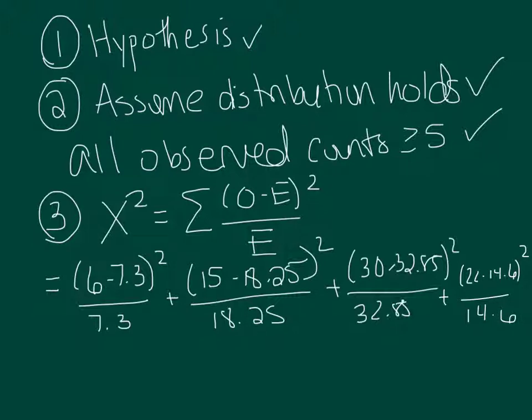So you'll do all those calculations. You want to practice that with a calculator. I got 4.808. And that is my chi-square test statistic. That's the third step of the calculation.